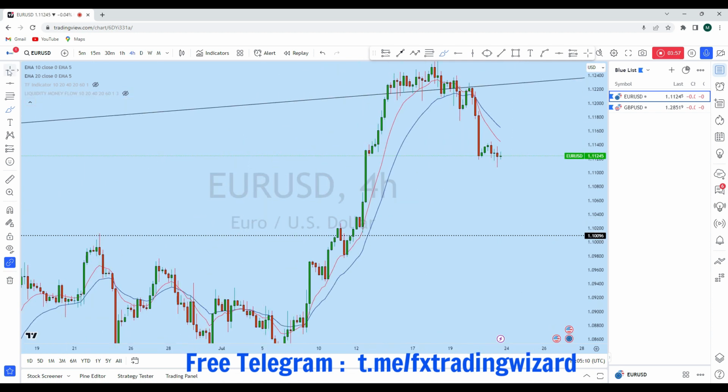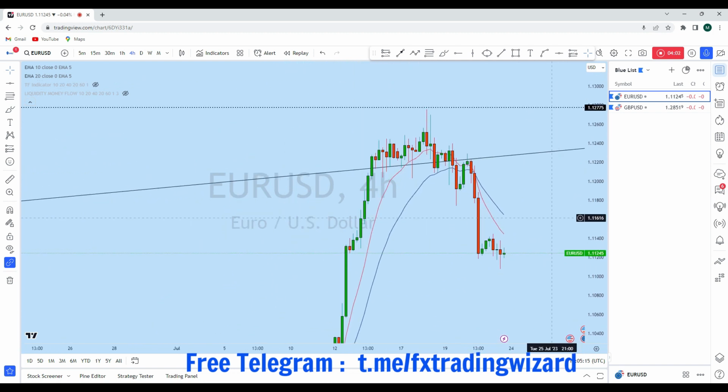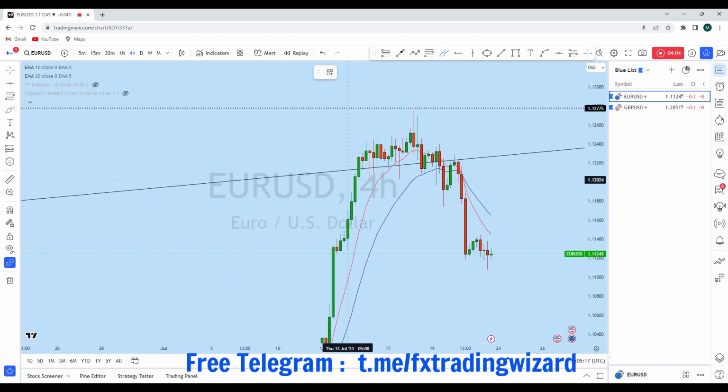Now, if we look at the lower time frame from an intraday perspective, we can see that there is a potential reversal here on EUR/USD.